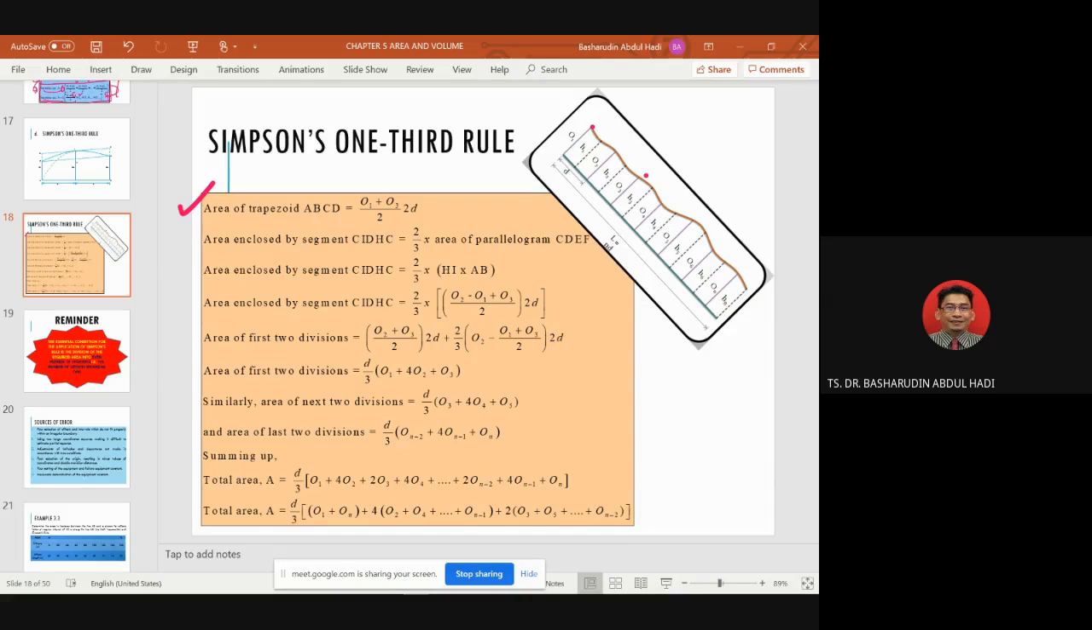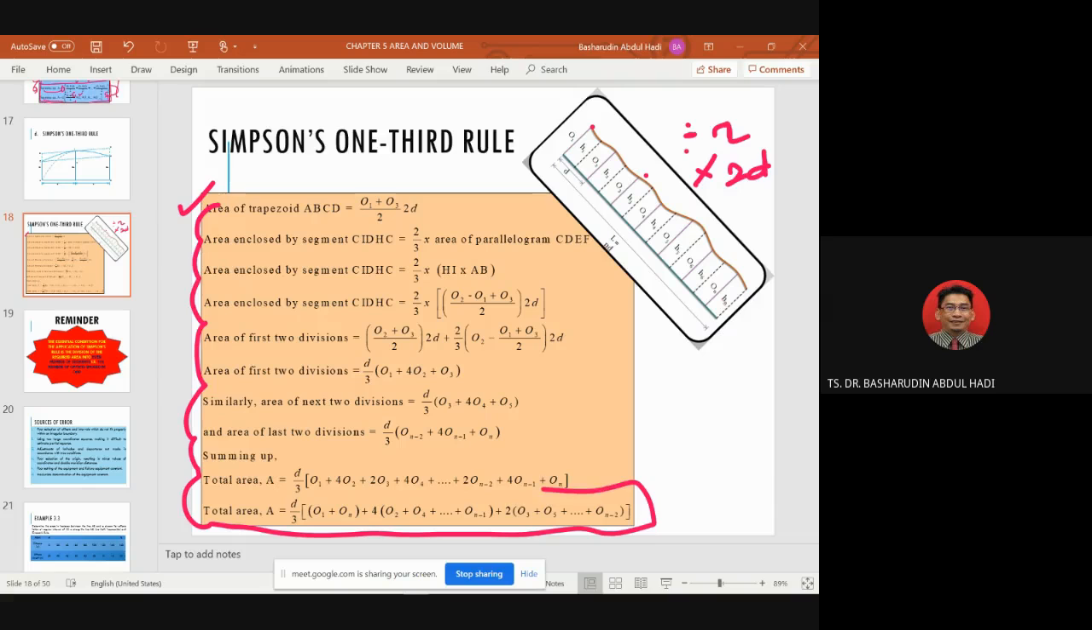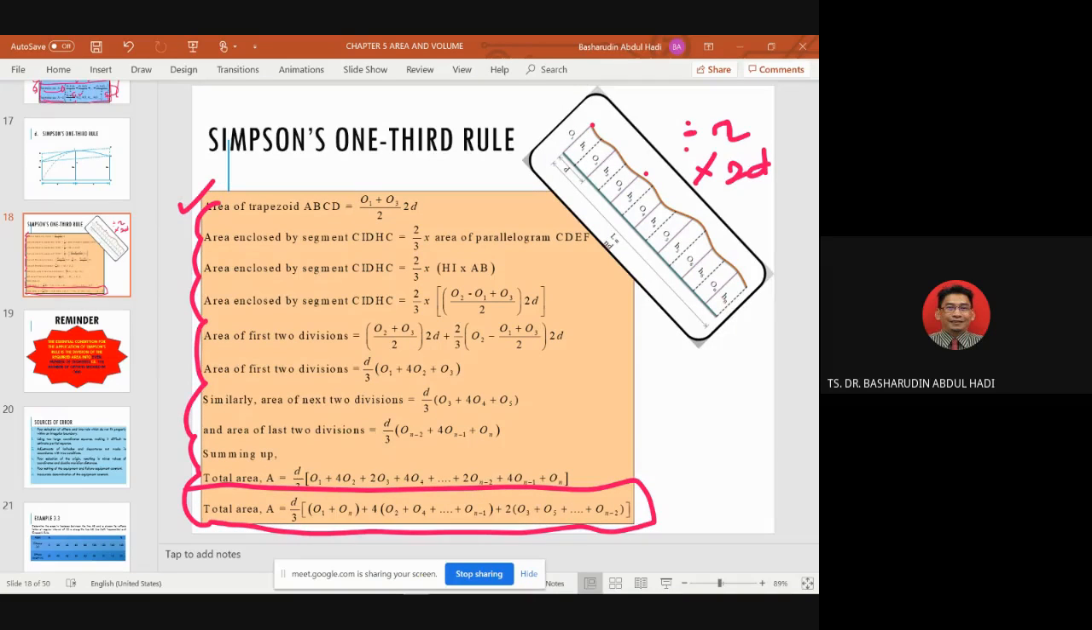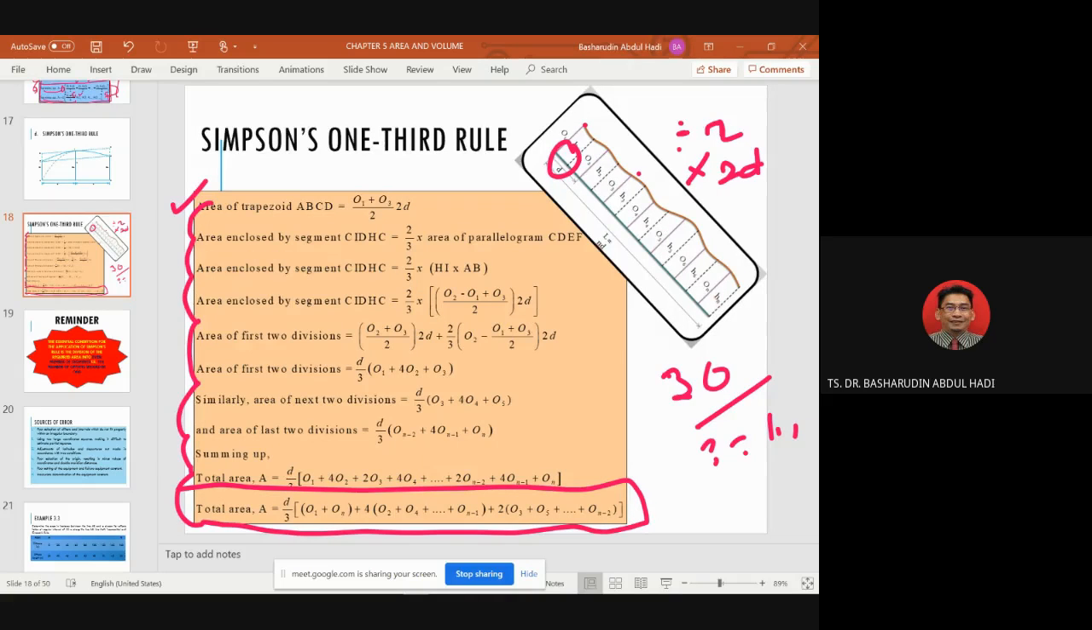These two values divided by 2, and times 2D. So actually this is the area of trapezoid ABCD, until they modify the formula. They consider this one, and you can get the total area. The total area for the Simpson one-third rule is equal to D divided by 3. So for example if your D is 30 meters, you divide it by 3, which is equal to 10.